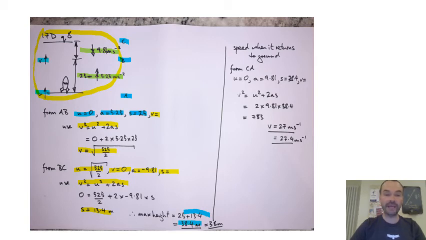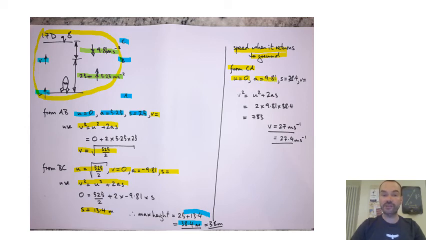And we can talk about, at the end, whether we think 3 sig fig or 2 sig fig is appropriate. But whatever you do, you should try and be consistent. That's the first part of the question. Speed when it returns to the ground, well, it falls from C to A. At the very top, it was stationary. It's equivalent to being dropped from that height, isn't it?